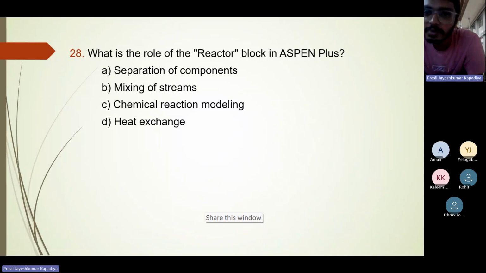What is the role of reactor block in Aspen Plus? Very easy. Chemical reaction modeling. And what are the models in Aspen Plus? There are total 7 models. PFR, CSTR, batch reactor. These are more of rigorous type of reactors, and there are four basic models. Basic models include yield reactor, Gibbs reactor, equil reactor, and one more reactor, Rstoic. Yes.